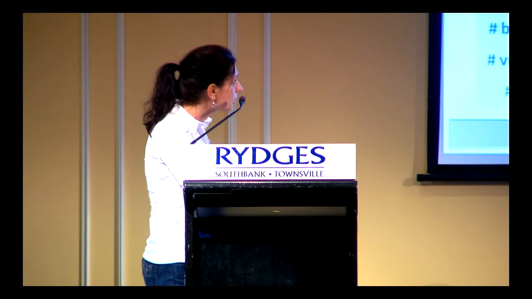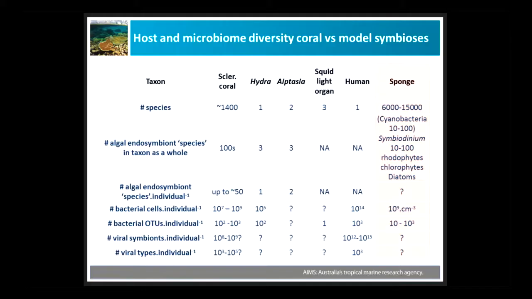But if we look at the number of bacteria per individual, very high in corals, lower in hydra, but it's a very small organism, and about 10 to the 14th in humans. So humans have about 10 times more bacterial cells than human cells in their body. And we have about 1 kilogram of bacteria in our gut, so very important symbionts. Sponges, again, there's very little known, and the body size of sponges is so variable, but very high number of bacteria, of course, as they are filter feeders.